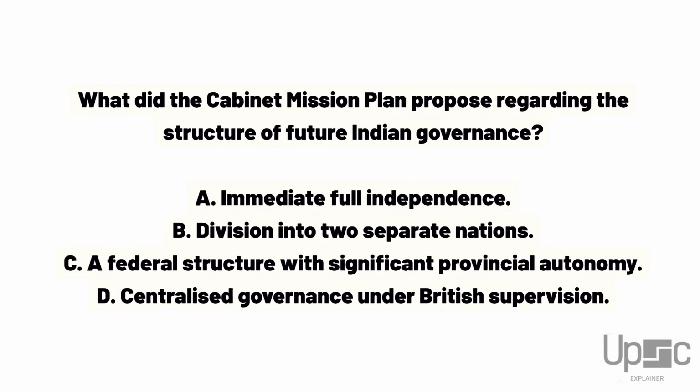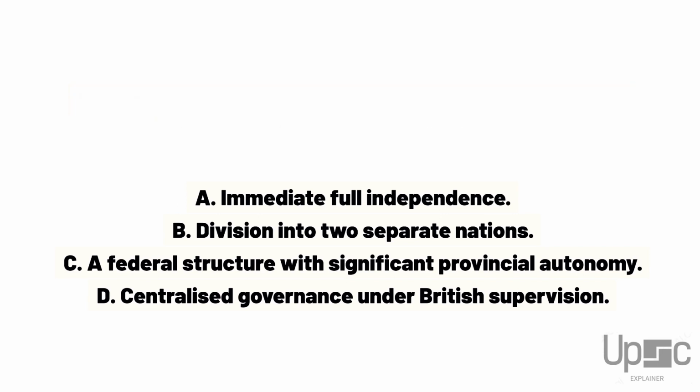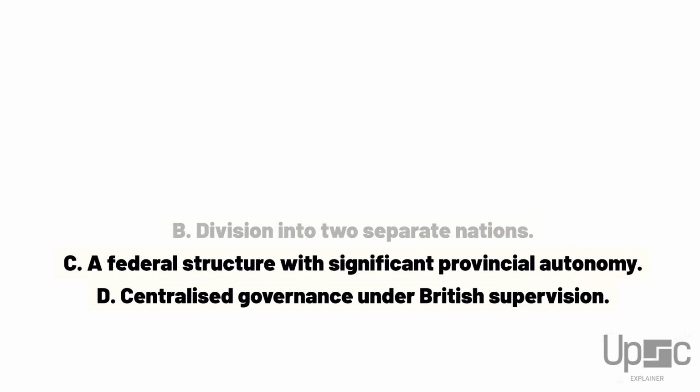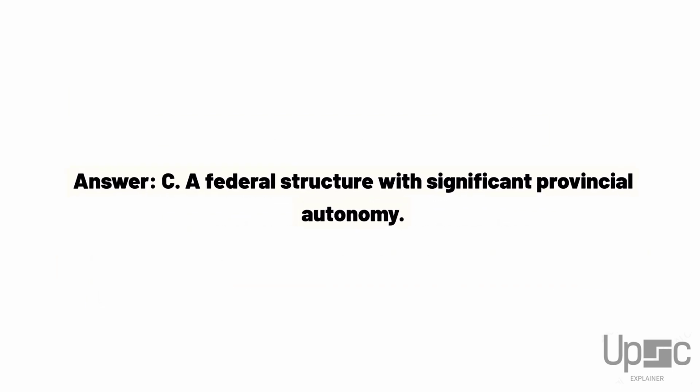What did the Cabinet Mission Plan propose regarding the structure of future Indian governance? A. Immediate full independence. B. Division into two separate nations. C. A federal structure with significant provincial autonomy. D. Centralized governance under British supervision. Answer. C. A federal structure with significant provincial autonomy.